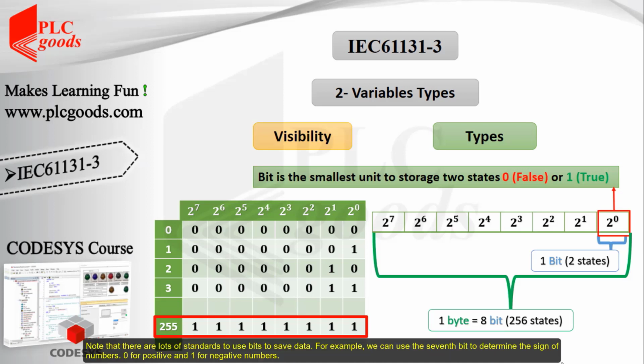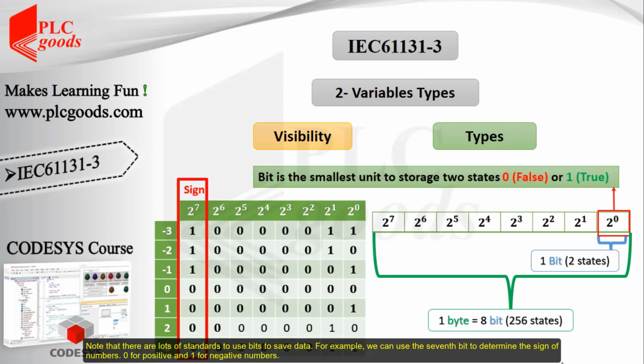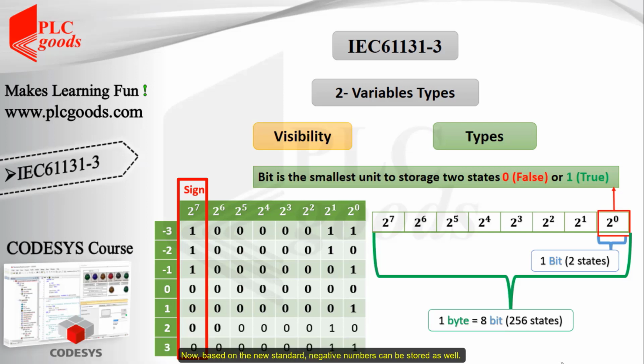Note that there are lots of standards to use bits to save data. For example, we can use the 7th bit to determine the sign of numbers, 0 for positive and 1 for negative numbers. Now, based on the new standard, negative numbers can be stored as well.